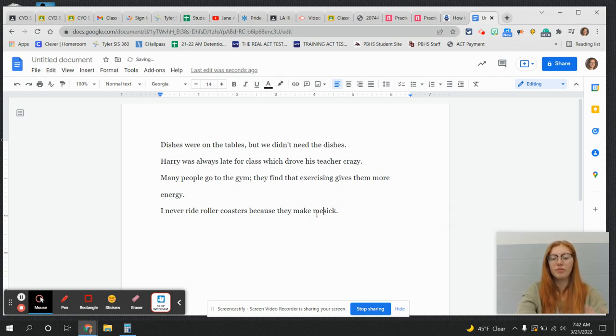So the correct way that what they meant here was, if they were saying this to me, they would say, I never ride roller coasters because they make me sick. They being the roller coasters. But when we just replace you as the pronoun, we're often changing the meaning of the sentence.